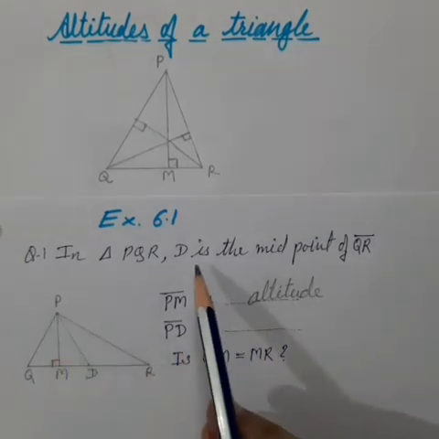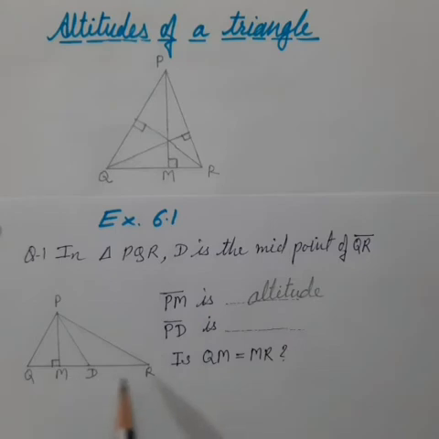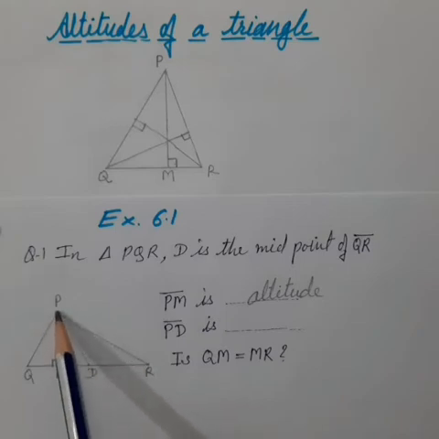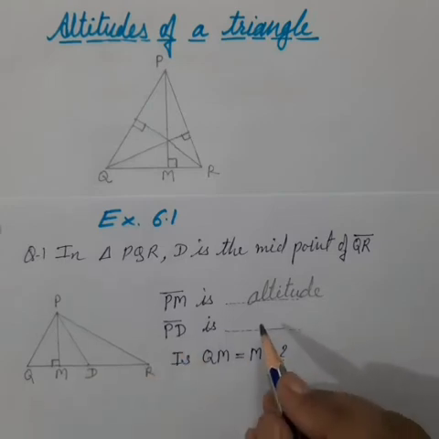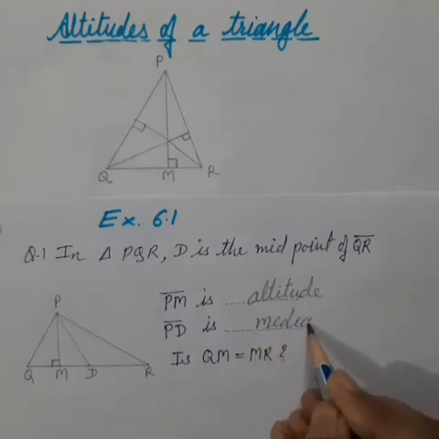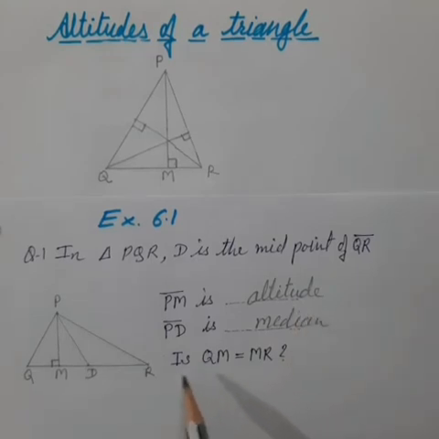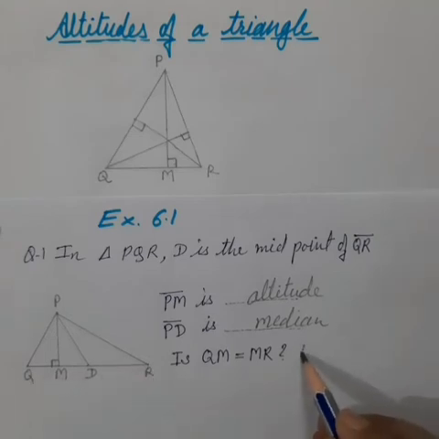D is given midpoint of the side QR, and side QR is opposite to this vertex. And we know that the line segment joining the vertex to the midpoint of its opposite side is a median. So PD is a median. Third, is QM equal to MR? QM and MR, they are not equal because M is not the midpoint of QR. So it is no.